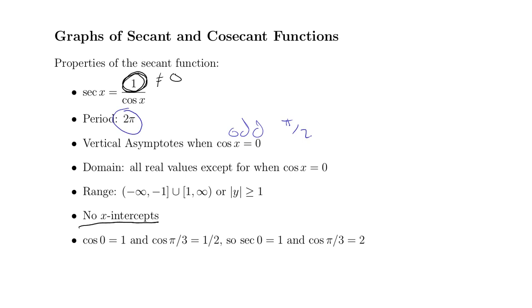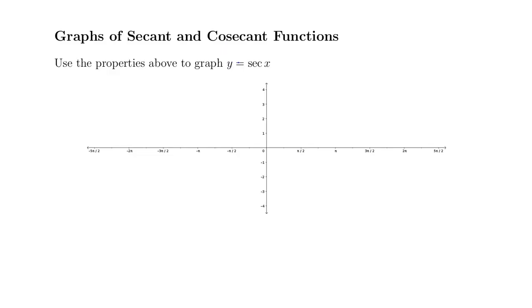And then we have some interesting points here. Cosine of 0 is equal to 1. And so that means secant of 0 is going to be 1 over cosine of 0. So it's 1 over 1. Cosine of pi over 3 is a half. So that's supposed to be secant. So I'll change that in the notes. Secant of pi over 3 is going to be the reciprocal of that, 1 over a half, which is 2. So we've got some points that we can plot. So go ahead and do that. See if you can plot some points, and everything should work out really nicely.